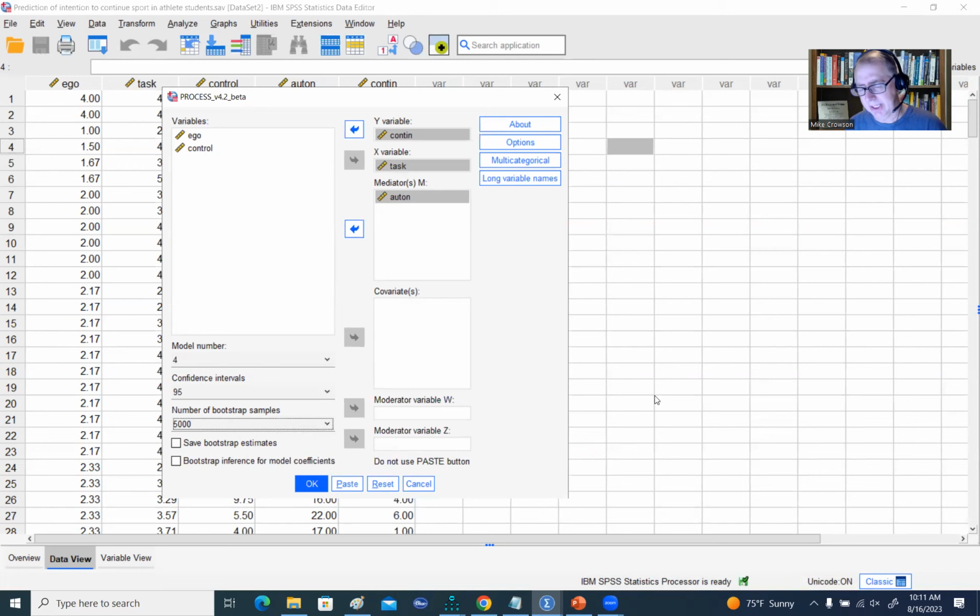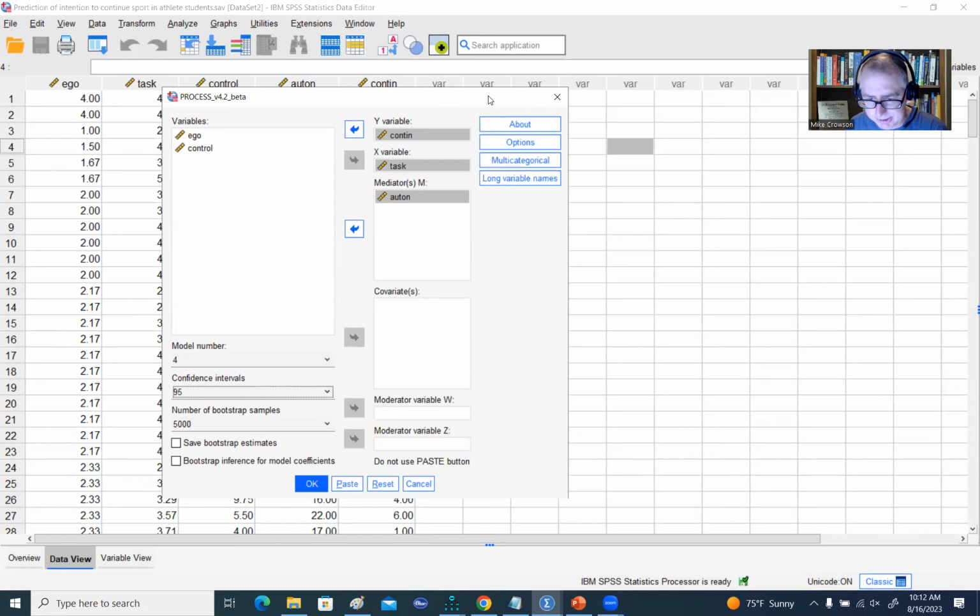Just so you know, when it comes to the bootstrapping, we're going to end up with normal theory tests for all our regression parameters when we run our analysis. But in order to test the indirect effect of X on Y, or basically task orientation on intention to continue, we're going to be using a 95% bootstrap confidence interval. So we're not using a normal theory method, but bootstrapping, to test that out. With this specification of 95 right here, that's also going to render a 95% bootstrap confidence interval.